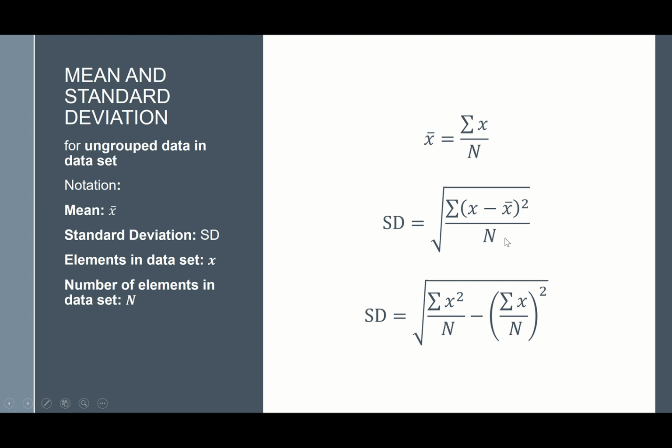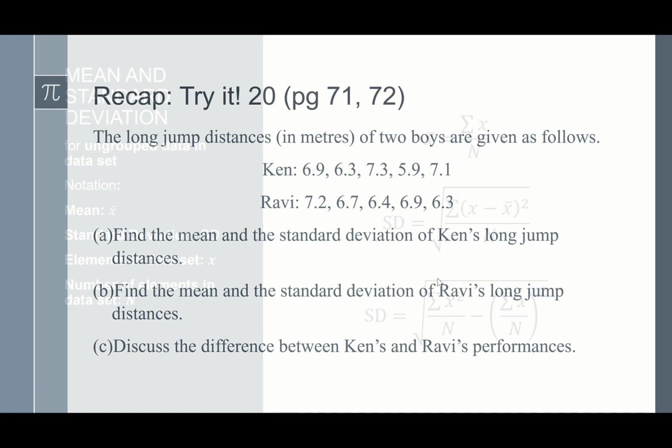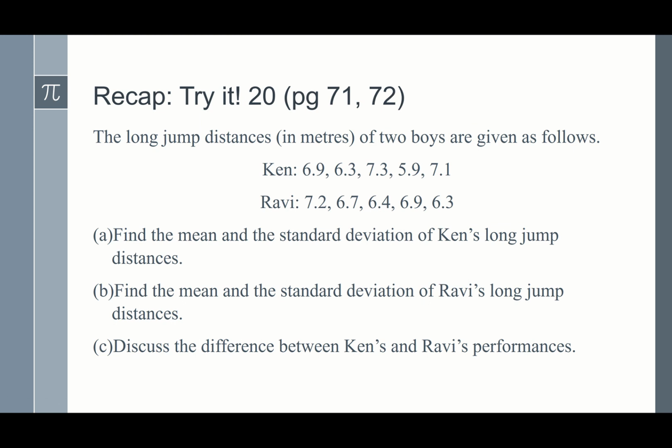Alright, so now that we have recapped the formula to find mean and standard deviation, perhaps it will be a good time for us to recap how we apply the formula to find the mean and standard deviation in a given data set. So if you can turn to pages 71 and 72, we'll use this question, Try 20, to help you recap how to find mean and standard deviation for ungrouped data in a data set.